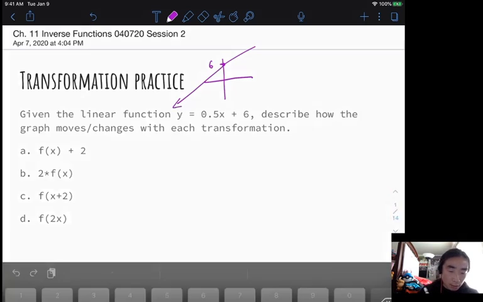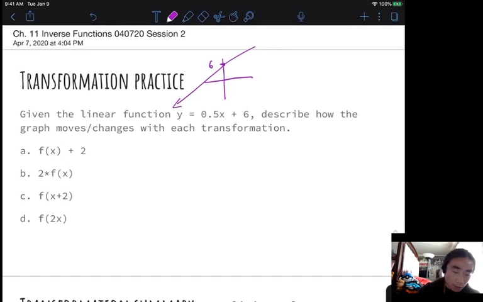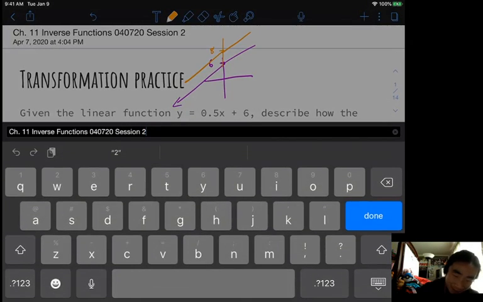So then, if we were to transform it in part A over here, we add 2 to this, we see that that moves everything upwards. It goes up to 8. It'll look something like this. Notice the slope remains unchanged.